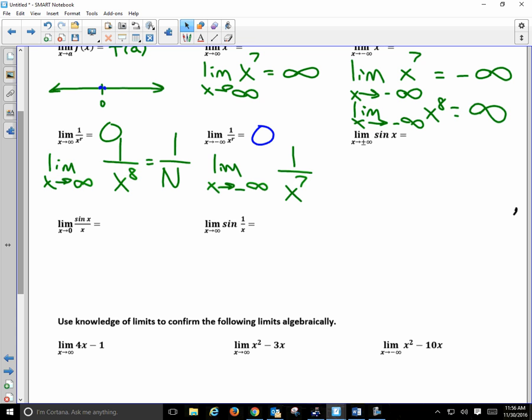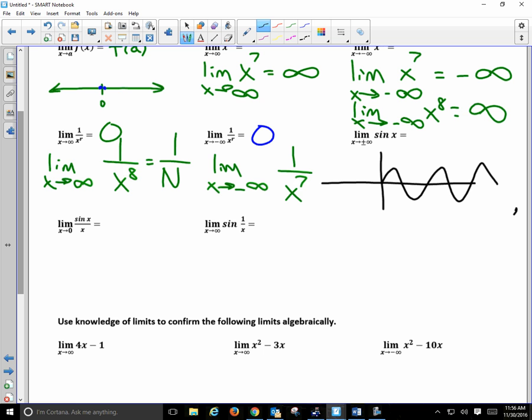Say the limit as x goes to positive or negative infinity of sine of x. Well, the graph of sine of x looks like this. So as x goes to infinity, does the graph of sine ever kind of zero in on one particular value? No, it never does. It just continues to bounce back and forth between positive 1 and negative 1. So this limit does not exist.